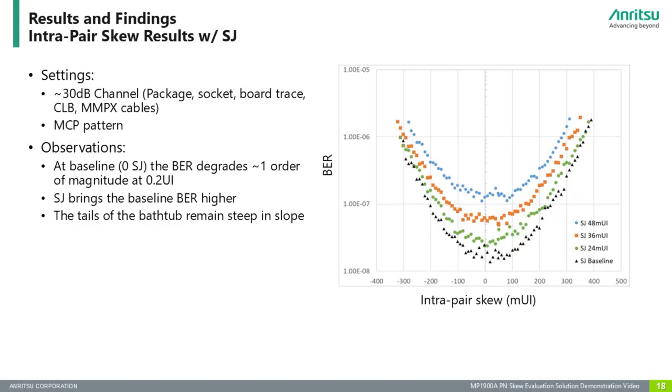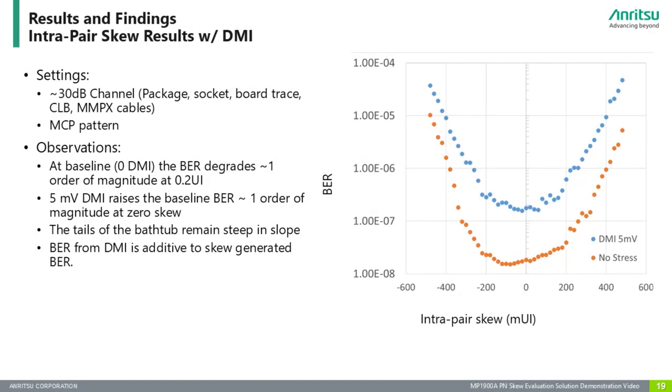With SJ injection and PCIe Gen 6 modified compliance pattern, the results are shown in this figure. Adding SJ pulls the baseline BER higher. The tails of the bathtub remain steep in slope. With the same pattern, this time injecting DMI instead of SJ, it can be observed that about 5 mV DMI raises the baseline BER 1 order of magnitude at 0 skew.